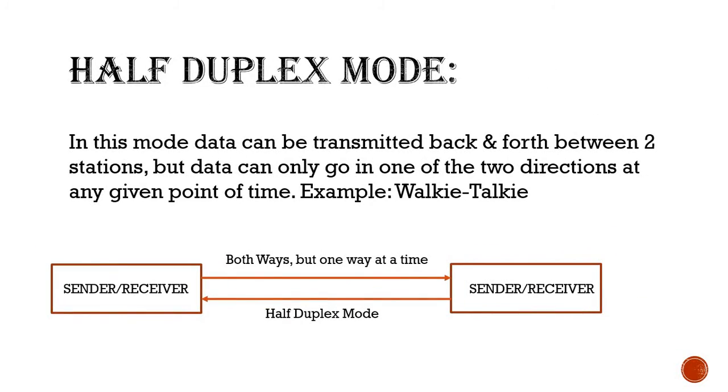Next, half duplex mode. This is both-way communication but one way at a time. Basically, this is how we talk on cell phones or walkie-talkies. That is an example of half duplex mode. In this mode, data can be transmitted back and forth between two stations, but data can only go in one of the two directions at any given point. Example: walkie-talkie.